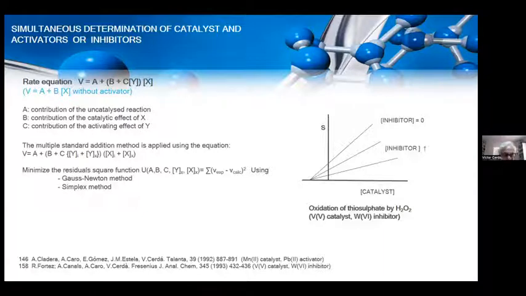The equation that you have to solve is that the speed depends on these variables. You can find A, B, and C, these parameters, by minimizing the residual square function that depends on the factors, minimizing the difference of the experimental speed minus the calculated. You change these parameters, then the calculated value, and you can find the minimum using the Gauss-Newton method or the simplex method.